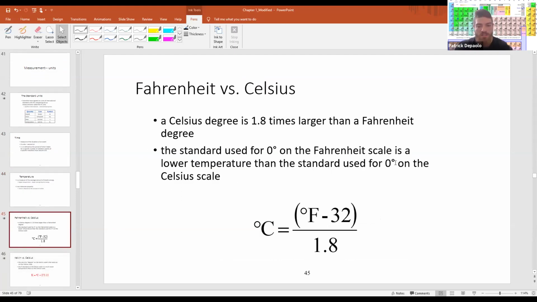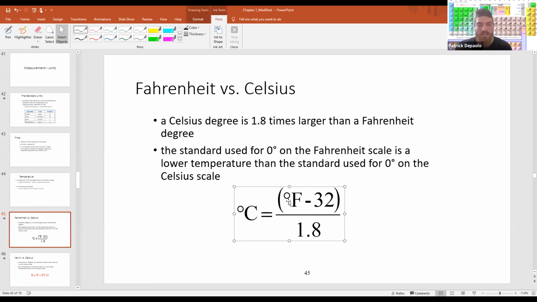Celsius to Fahrenheit. So here's what you're talking about with this crazy formula. It's not too bad, but I don't expect you to memorize it. It will be given on the exam. And on the exam, you also have resources. So the Celsius degree, like I mentioned before, is 1.8 times larger than the Fahrenheit degree. In other words, 1 degree Celsius is equal to 1.8 degrees Fahrenheit.